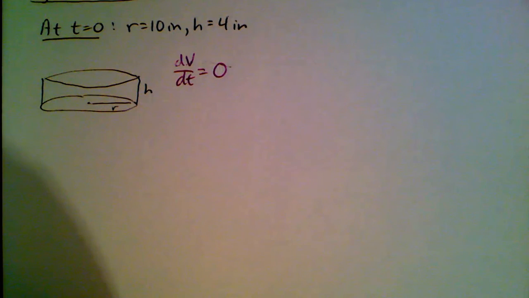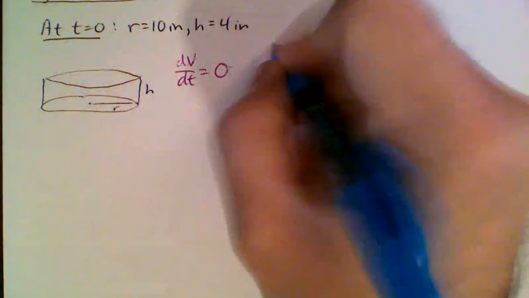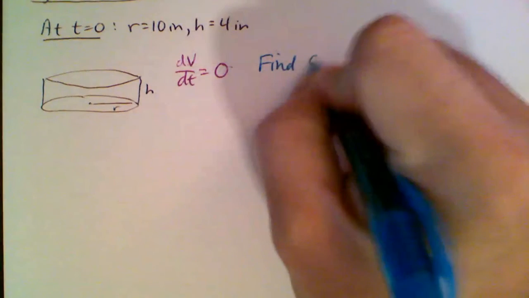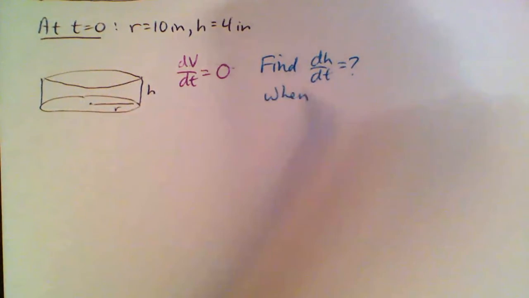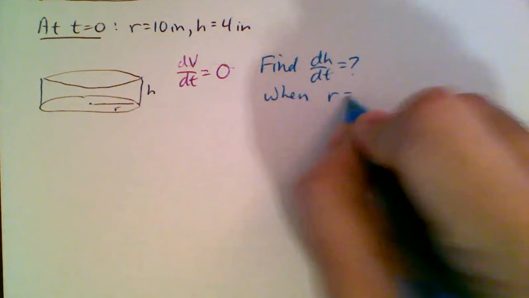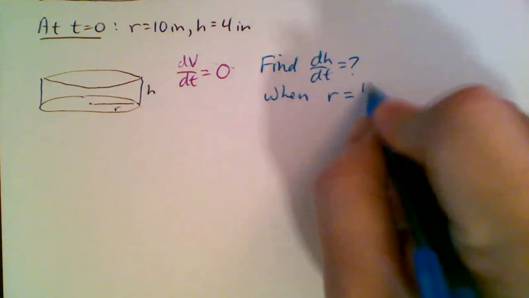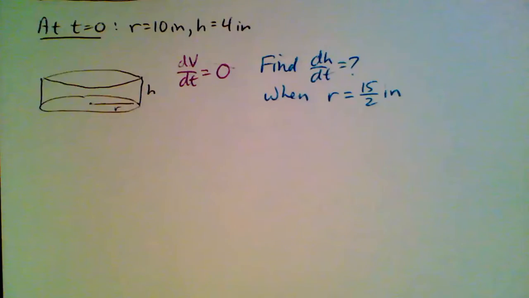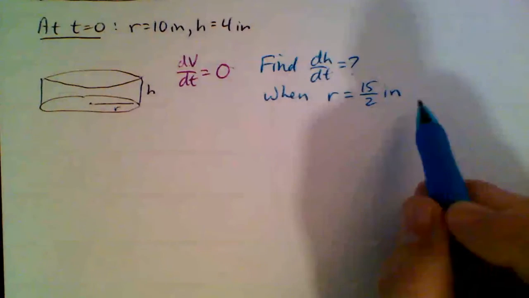And what else? How fast is the height of the lump changing? So let me write that we want to find dH over dt when the radius is 7.5 inches. I'm going to write that 7.5 as 15 over 2 to make the calculations later on not lose decimals. Just a little bit easier to work with.